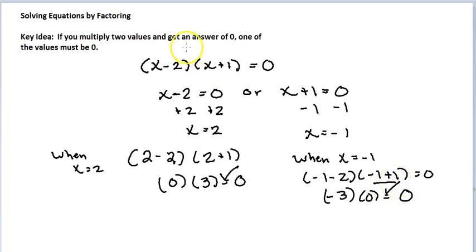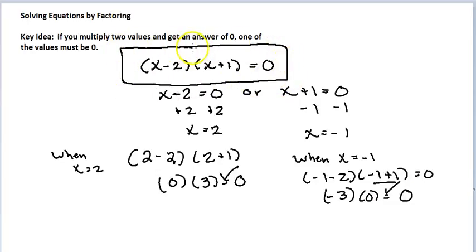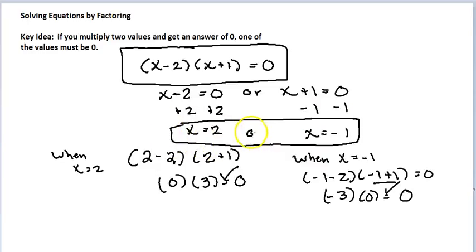And so the solution to this equation, what you're doing is you're solving to find all the values of x that make this equation true. The solution is this. x equals 2 or x equals negative 1. Remember, this part I was just checking to make sure that I found the correct answers.